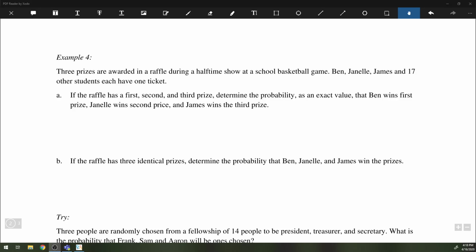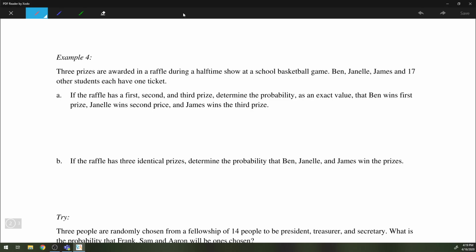Okay, so hello everyone. This is going to be a continuation of section 5.3, probabilities using counting methods. So we have example number 4 here. 3 prizes are awarded in a raffle during a halftime show at a school basketball game. Ben, Janelle, and James and 17 others have 1 ticket each. So if the raffle has a first, second, and third prize, we are to determine the probability that Ben wins the first prize, Janelle wins the second prize, and James wins the third prize.